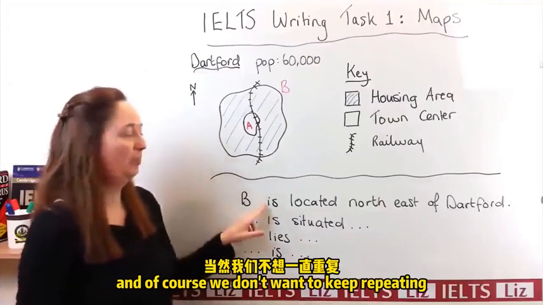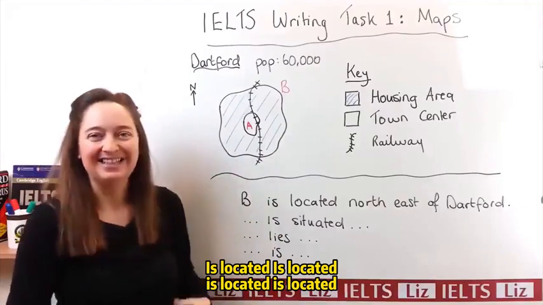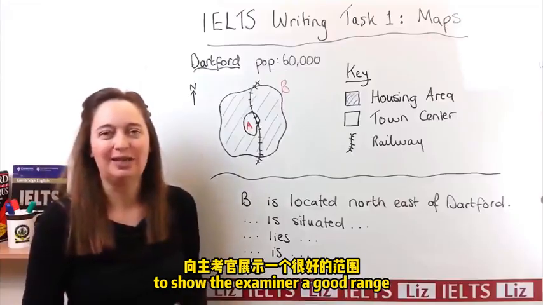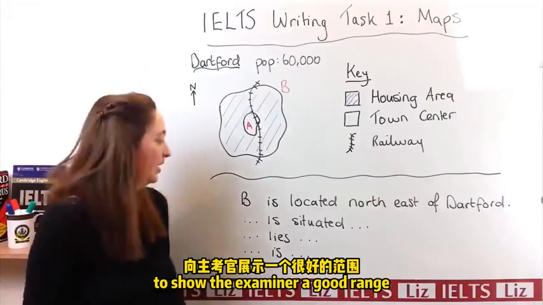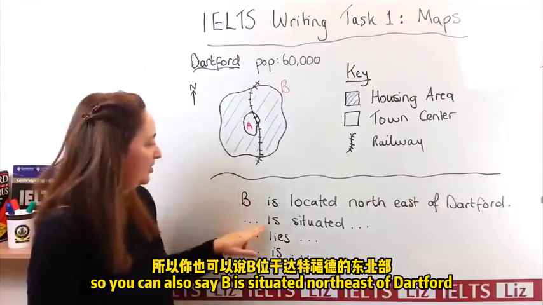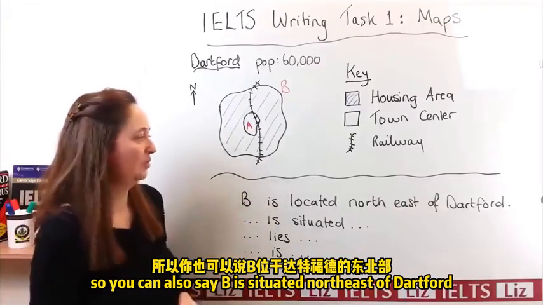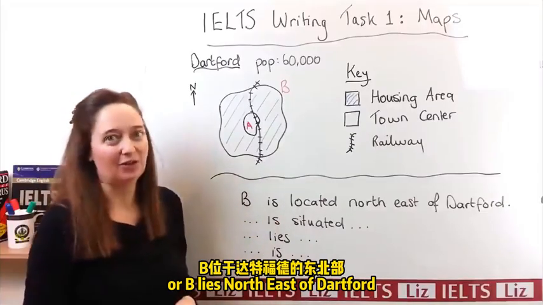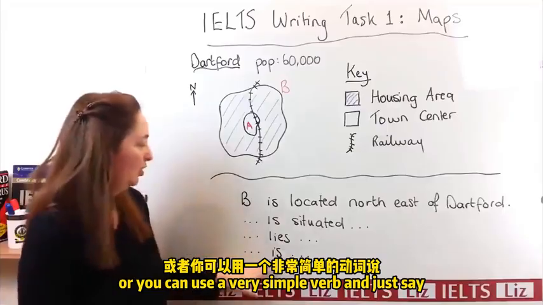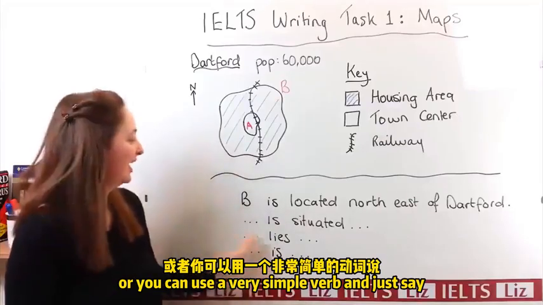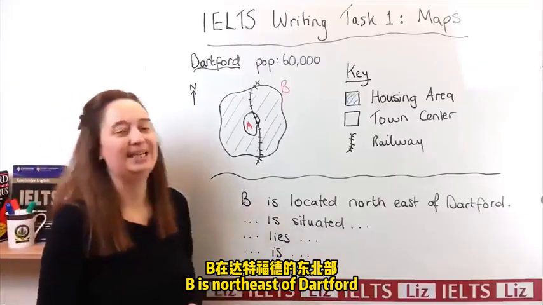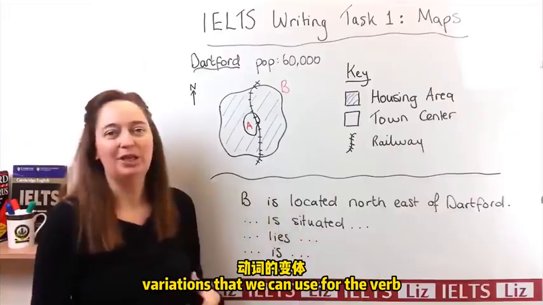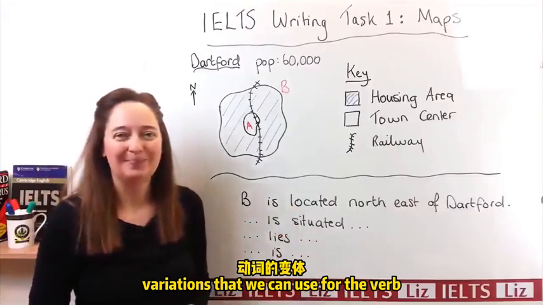And of course we don't want to keep repeating "is located, is located". We want to change the vocabulary to show the examiner a good range. So you can also say B is situated northeast of Dartford, or B lies northeast of Dartford. Or you can use a very simple verb and just say B is northeast of Dartford. So we've got a few variations that we can use for the verb.